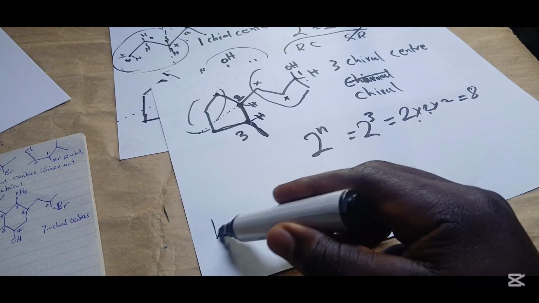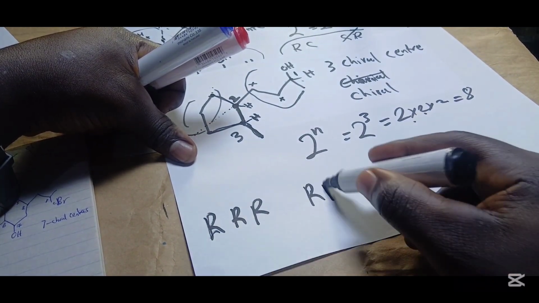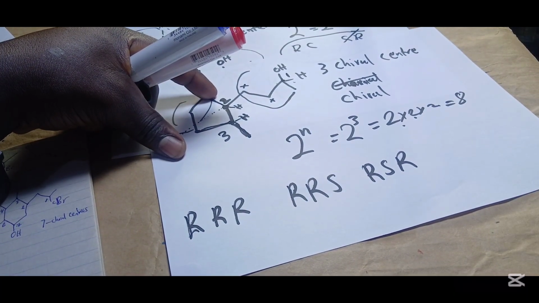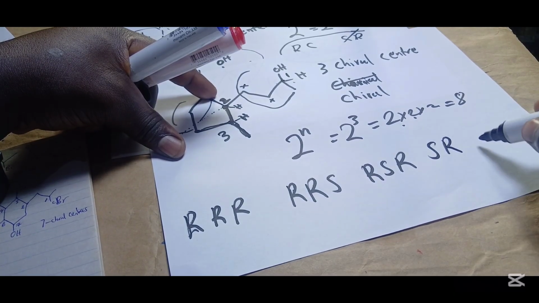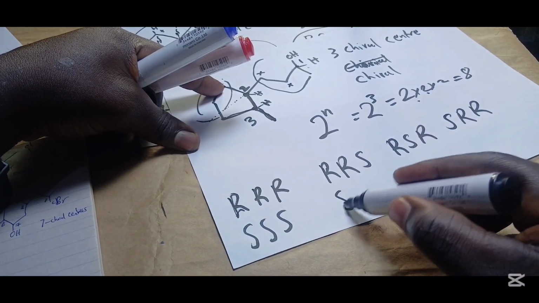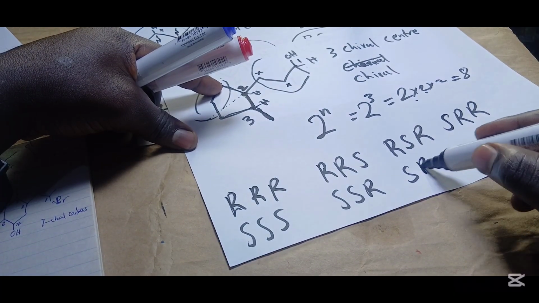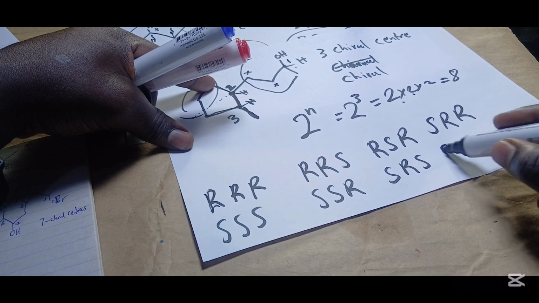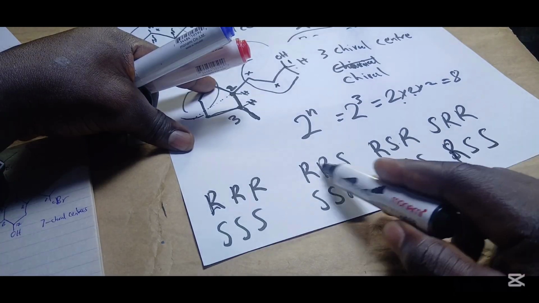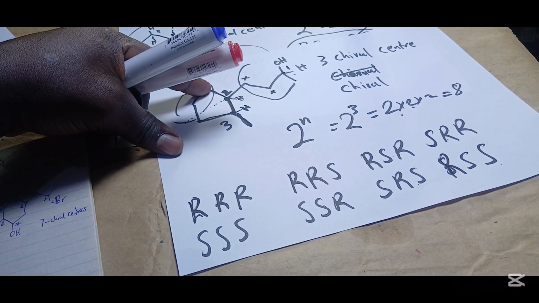So let's say it could be R, R, R. It could be R, R, S. It could be R, S, R. It could be S, R, R. It could also be S, S, S, S, S, R, S, R, S, R, S, S. So 1, 2, 3, 4, 5, 6, 7, 8. So 8 possible stereoisomers.